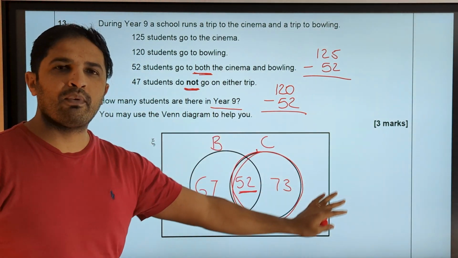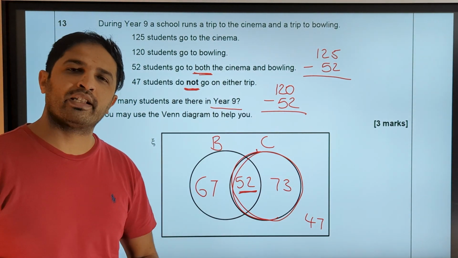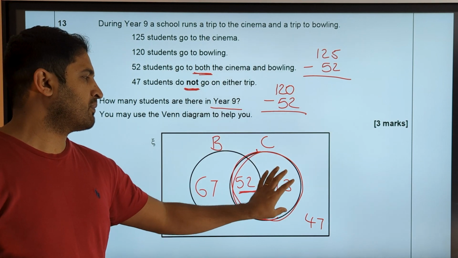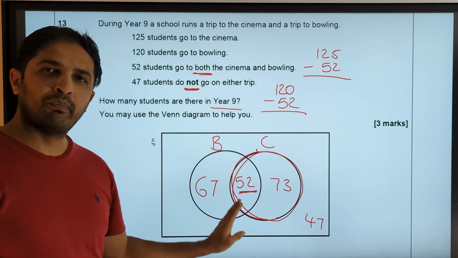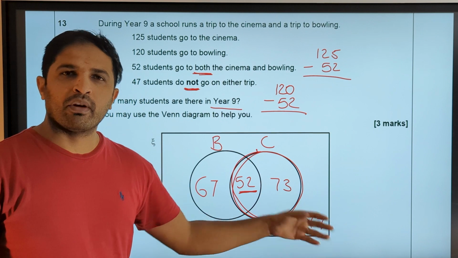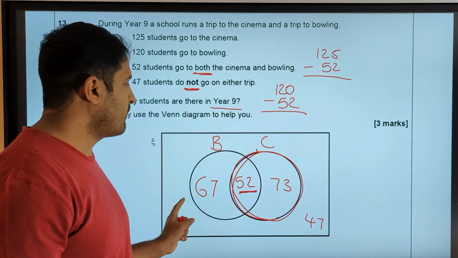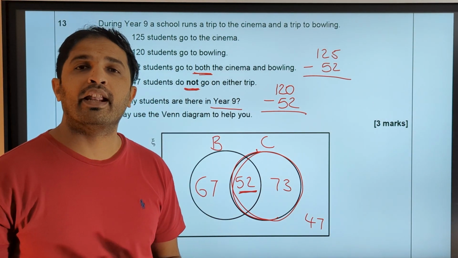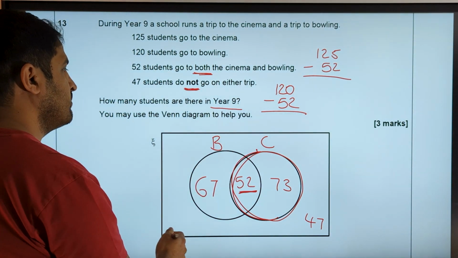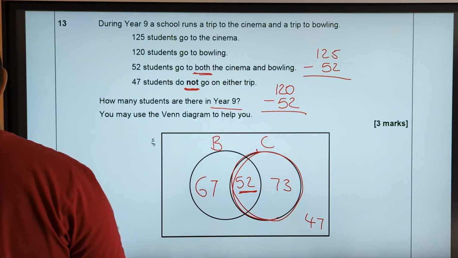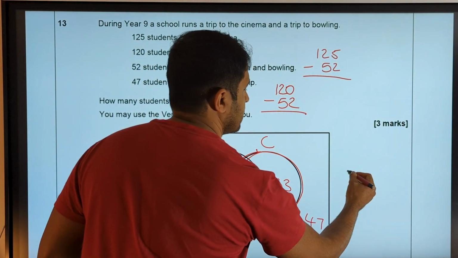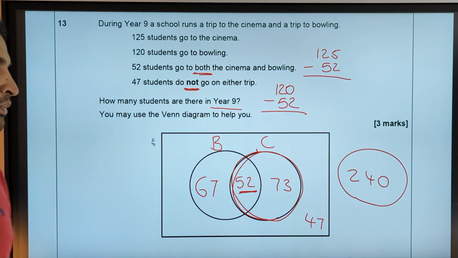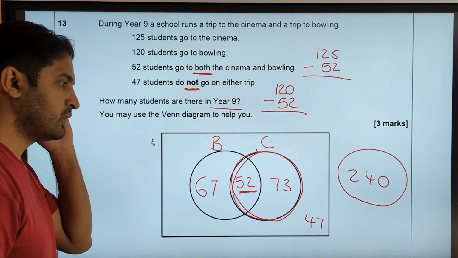Now if you look at it, we included all the categories: people who went to bowling but didn't go to cinema, people who went to cinema but didn't go bowling, people who did both, and people who didn't go to either. So we included every single category. If I add all these 4 numbers, that will tell me how many students are in the year 9 group. Add them all up and we get 240 students in the year 9 group.